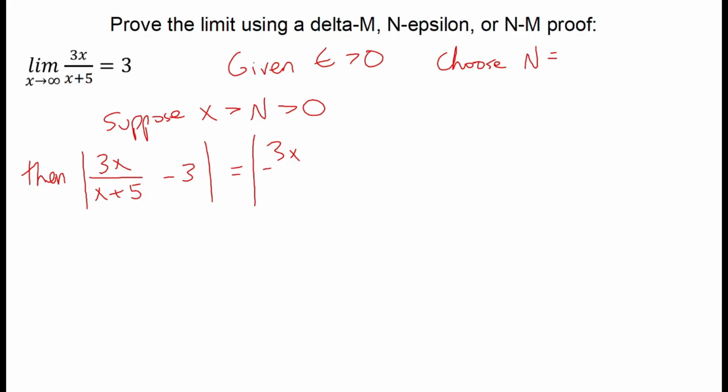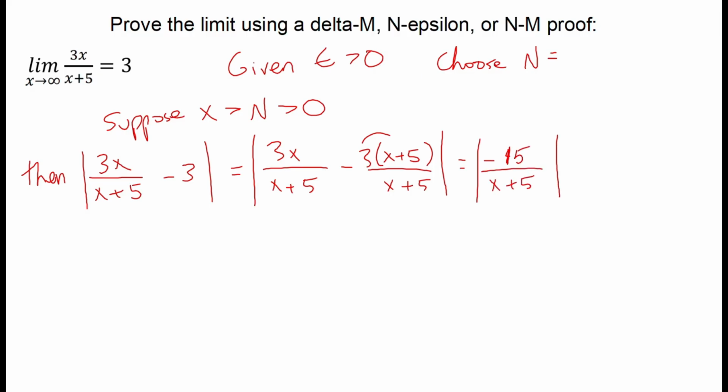So we'll start off by simplifying down what's inside the absolute value by getting a common denominator. So we have 3x over x plus 5 minus 3 times x plus 5 over x plus 5. And if we simplify that, the 3x minus the 3x there is going to cancel, and we're just going to be left with, inside the absolute value, a -15 over x plus 5.